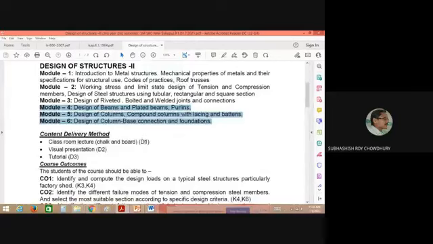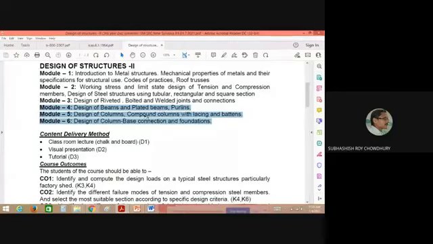Actually, I will take this part, so I will start with designing of the beam. Beam means obviously it's a steel beam. Now, before telling anything regarding the designing of beam, we should discuss some basic points that are related to the design of structures 2.